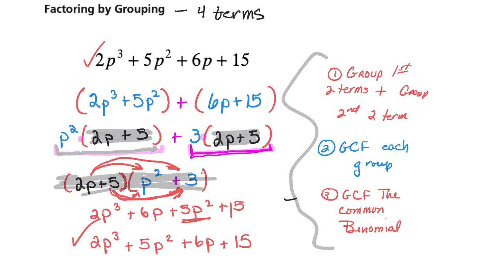So there's our steps, okay? Group the first pair, group the second pair, put a plus sign between those two groups, and then just GCF them both a couple of times.